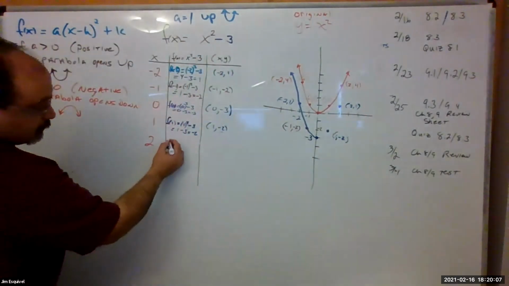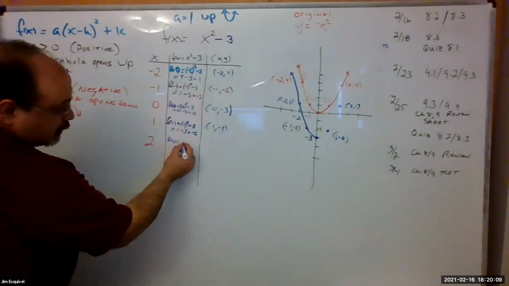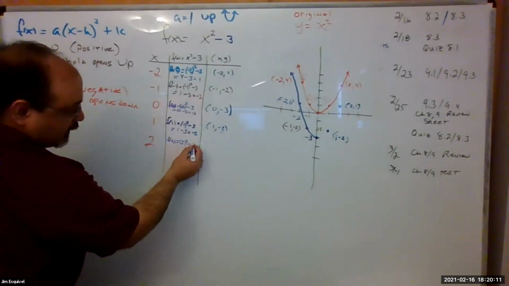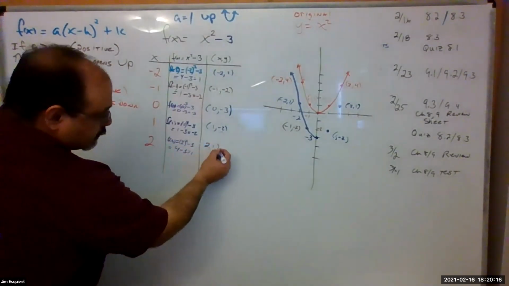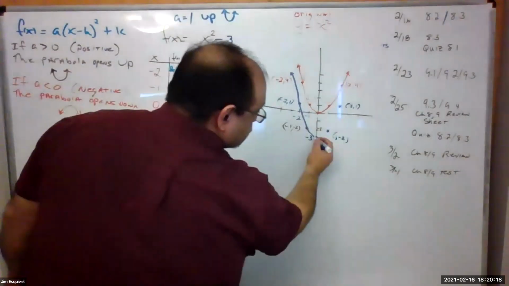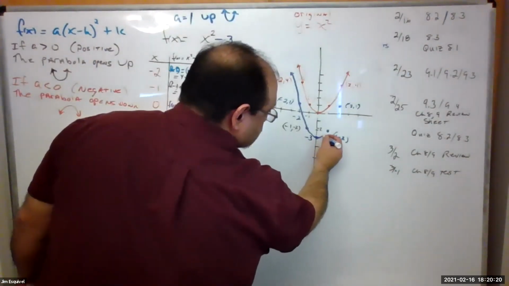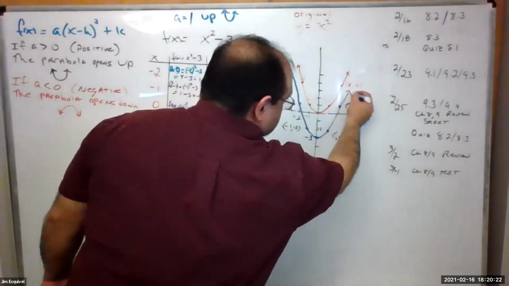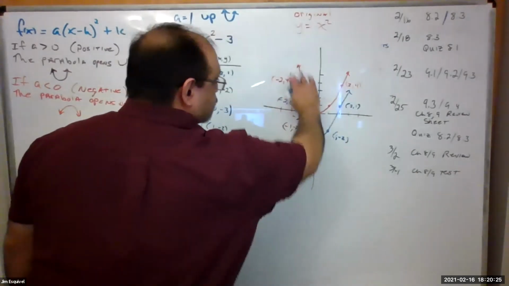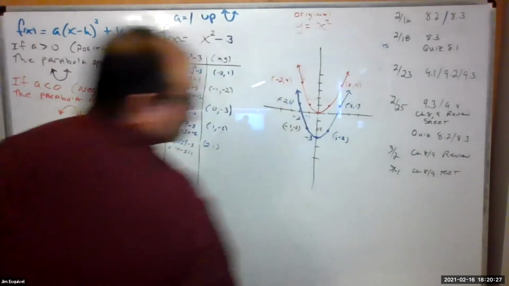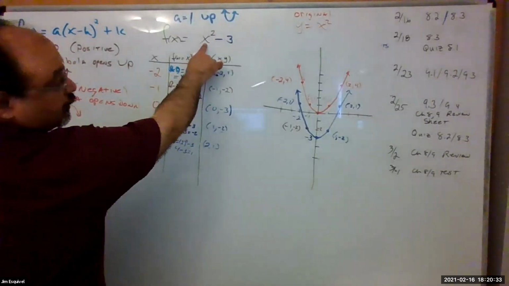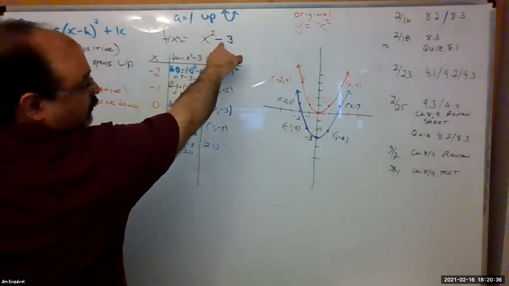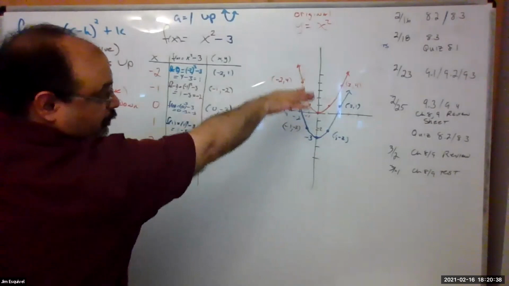If I plug in 2, 2 squared minus 3, 4 minus 3 is 1. There's my (2, 1). After the square, if you take away 3, everything gets dropped down 3.